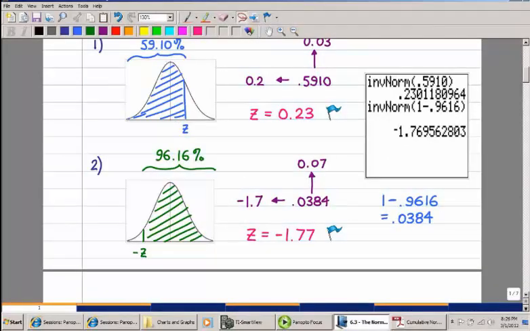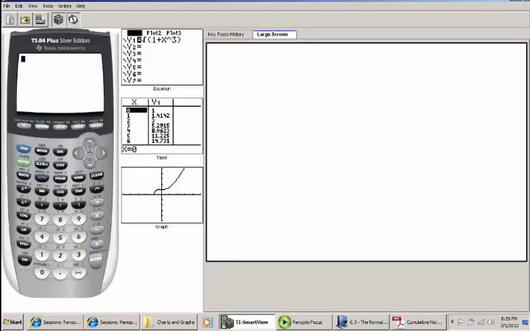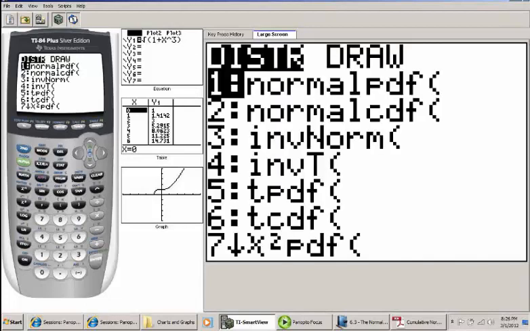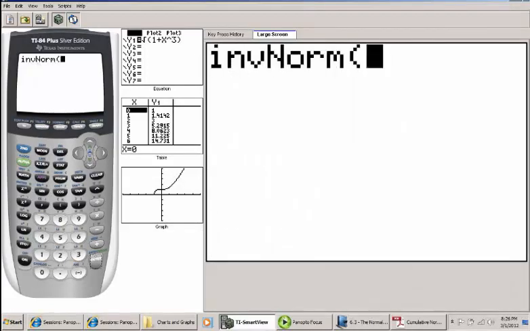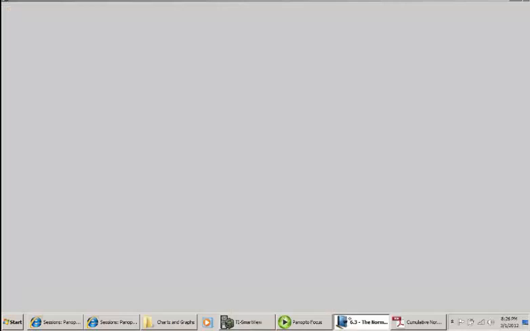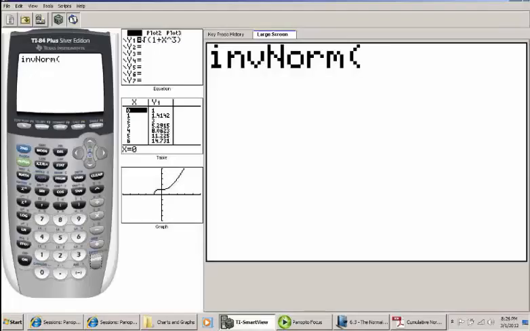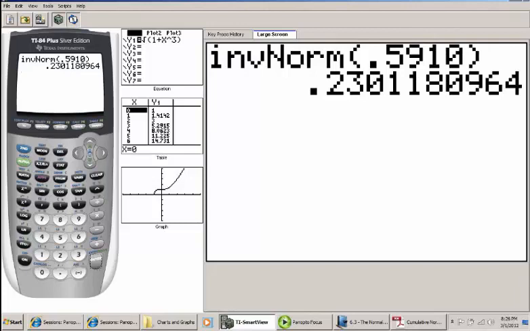which I have here. Now, the inverse norm function in the calculator, I'll bring that up and show you real quick where that is. If you go 2nd, Distribution, as I mentioned there in the notes, it's right there below the normal CDF. The argument for the inverse norm is area to the left. It only knows left. So if I put in 0.591, I get 0.23, and we round that to 2 decimal places for our z. You know, for probabilities we use 4, for the z we only need 2.